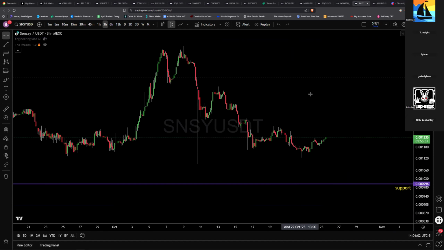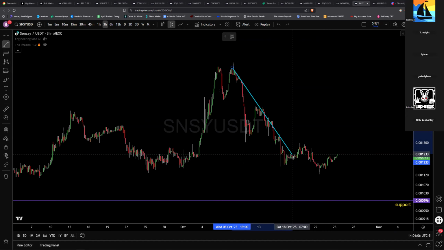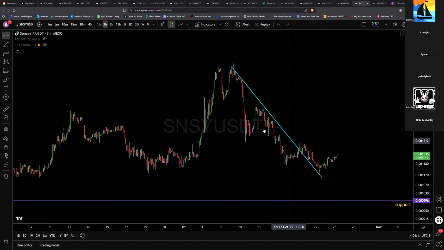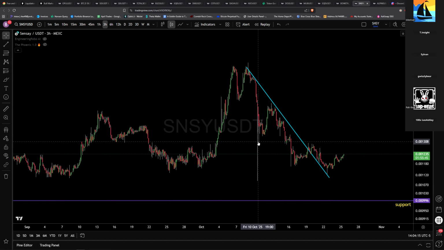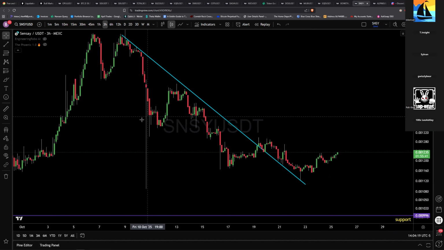And then SNSY, I know a lot of you are interested in this one. We can do the same thing here. That's a breakout and retest to me on a longer time frame, on a 3-hour. Here's your 10th of October. This one's been straight down since the 10th of October. It just came up temporarily.